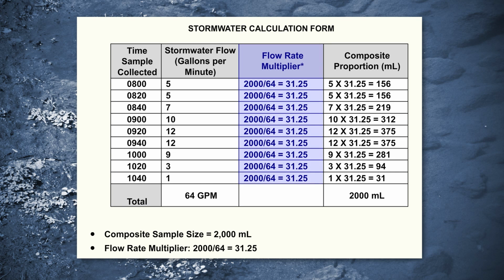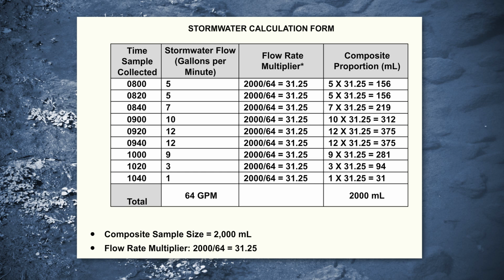For this example, 2,000 milliliters is the desired composite sample size. This sample size was provided by the laboratory as the minimum amount needed to run the analysis on the sample. 2,000 milliliters is also the recommended composite sample size from the Navy Sampling Handbook. To continue our calculation, 2,000 divided by 64 gallons per minute equals a flow rate multiplier of 31.25.